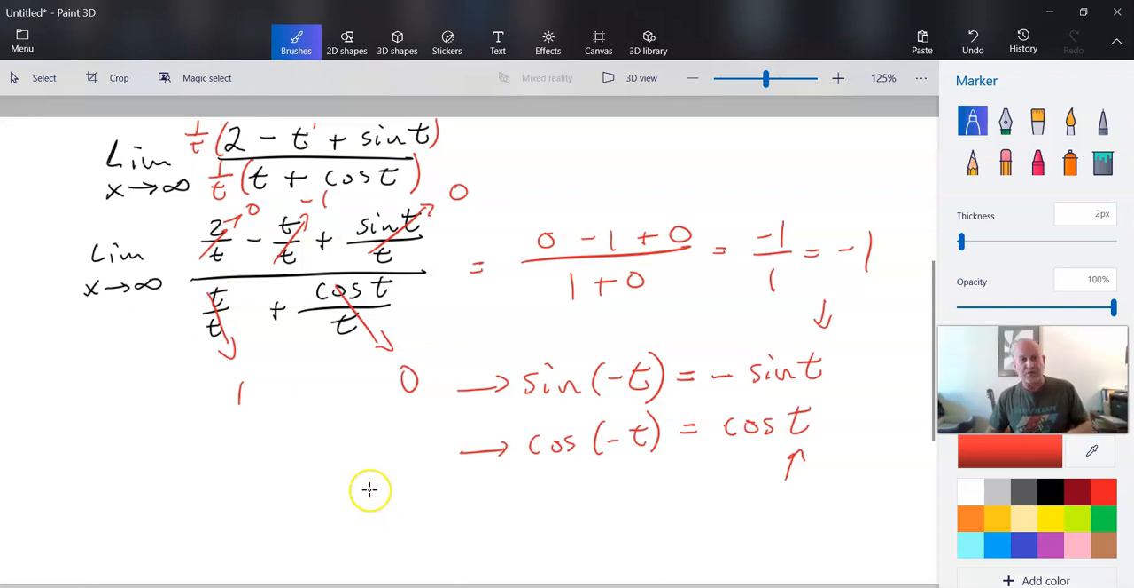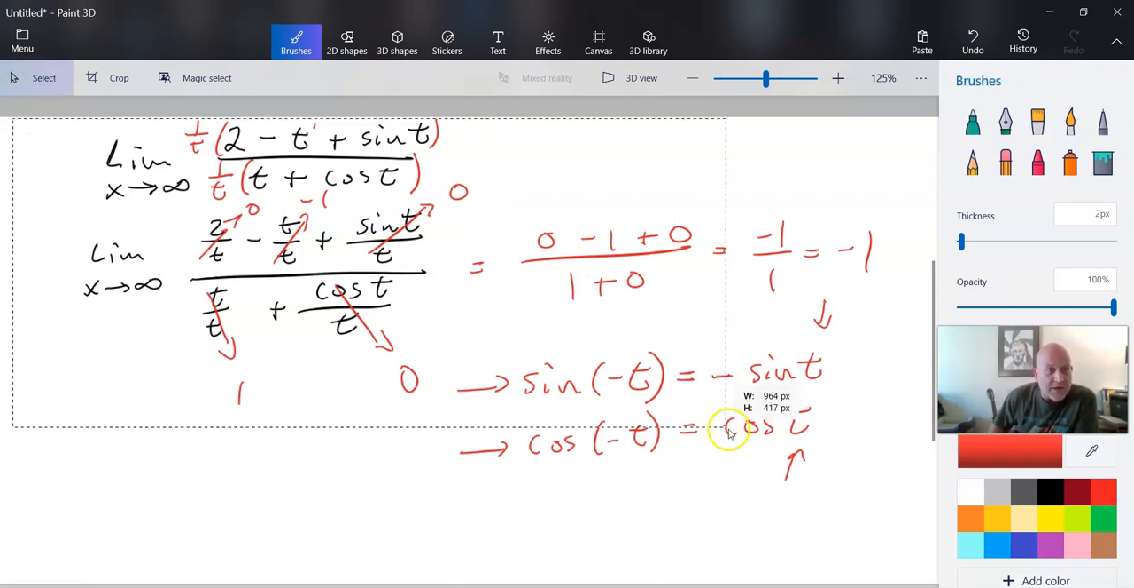Okay, so that's probably the main thing you'll have to do with sines and cosines. When it comes to tangent, secant, cosecant, cotangent, all those other ones, you end up turning it into sines and cosines and then trying to get a sine t over t in there somewhere.